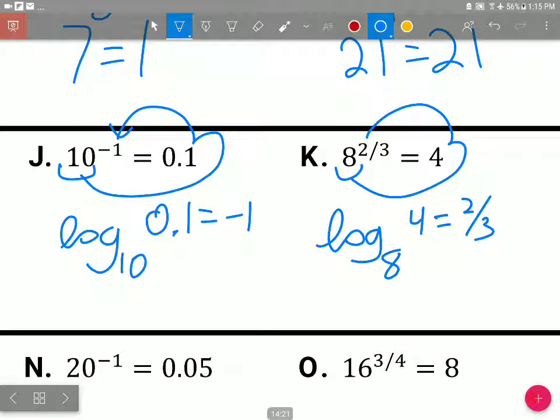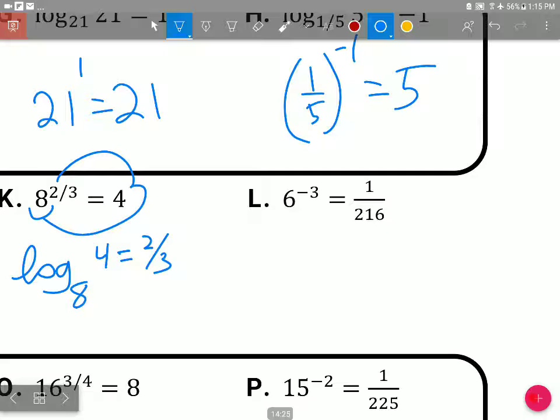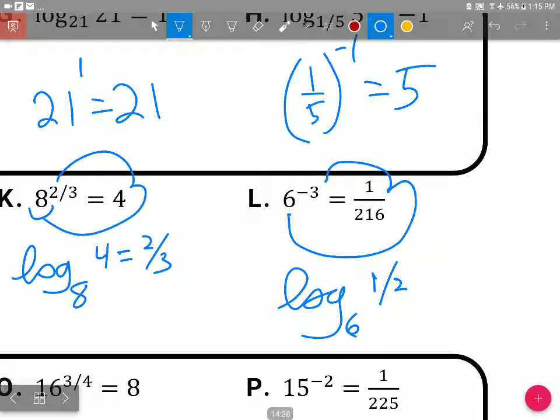Letter L, same idea. What's your base in letter L? 6. So log base 6 of 1/216 equals -3. I'm going to write it like this just because it feels easier, as a log. Cool? All right, do the next 4.